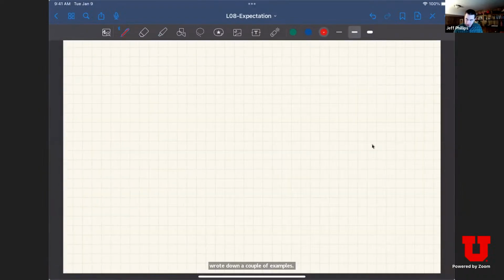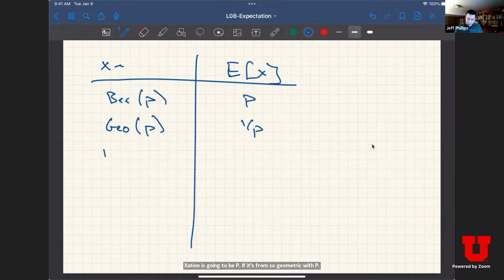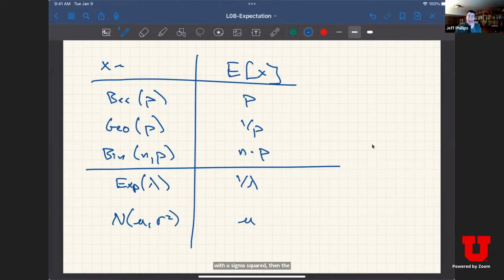And we wrote down a couple of examples. So if X is from the Bernoulli with p, the expectation is going to be p. If it's geometric with p, the expectation is 1 over p. If it's binomial with n and p, the expectation is going to be n times p. These are all discrete. For continuous, if X is from the exponential with lambda, this models the geometric, and I get 1 over lambda. And if X is from the normal distribution with mu and sigma squared, then the expectation is exactly mu. Okay, and so these are the properties of these distributions.